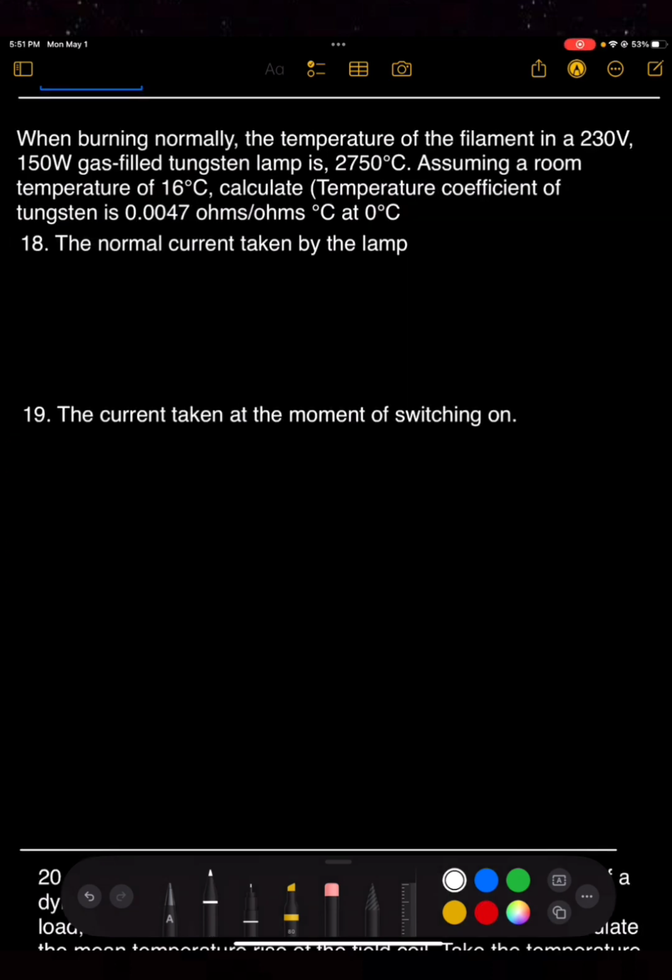In problem 18 and 19, we'll use the formula in 18 P equals IV. So our power is 150 watts is equals to I times 230 volts, which will give us the answer 0.6521 amperes.